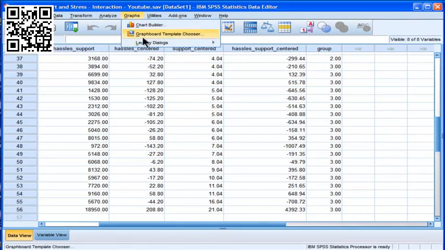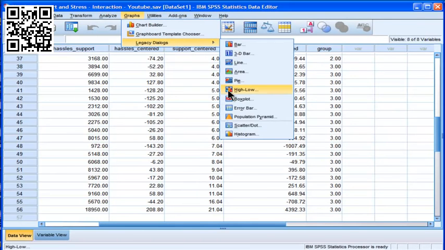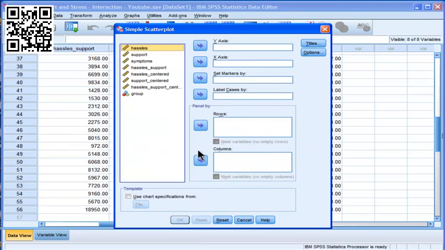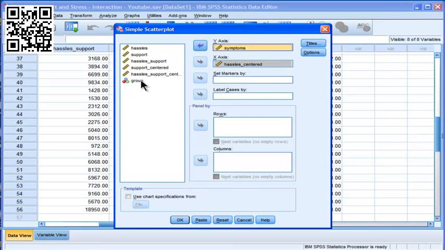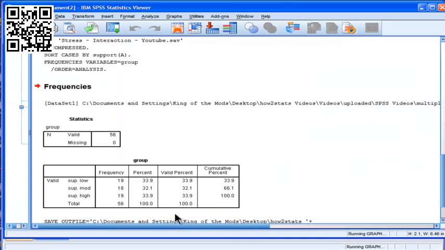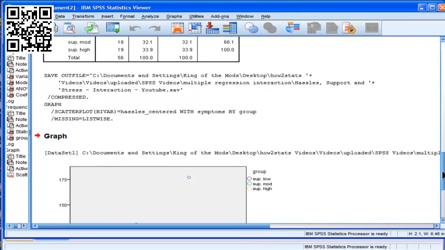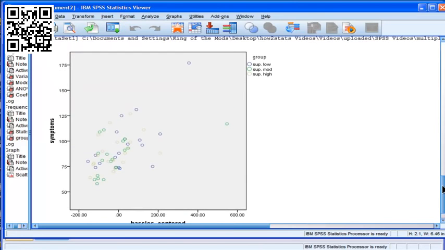Because this is ultimately going to point out that really important thing that I mentioned at the beginning that we should always bear in mind. So support hassle-centered on the x-axis and symptoms on the y-axis. But I want three different regression groups, so I'm going to set markers by group. And this is going to create a scatter plot with the effect of hassles on symptoms.